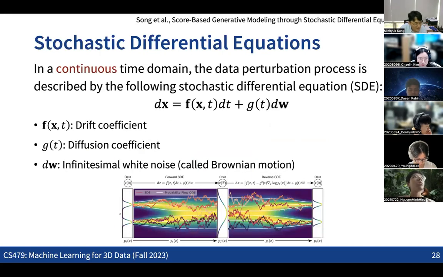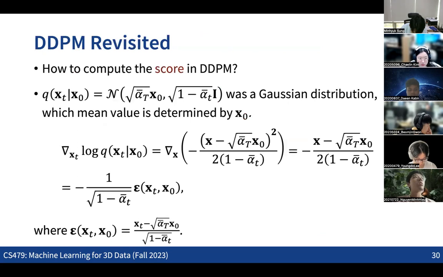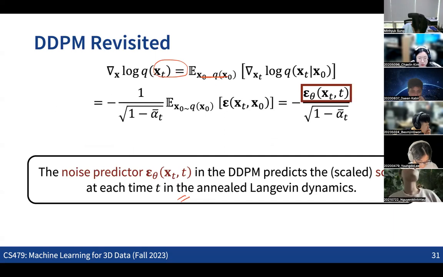Then what would be the score information in the DDPM model? If we go back to the DDPM model, what's the score information that we want to get? If we derive all the things, what we can see at the end of the day is that the noise we are predicting using the noise predictor is giving this score information.